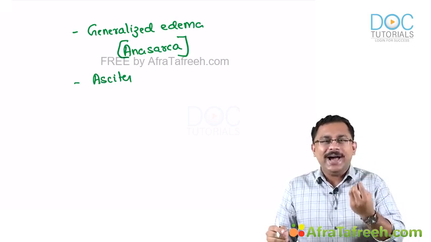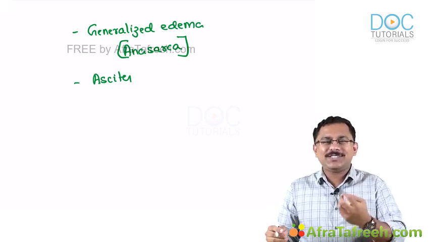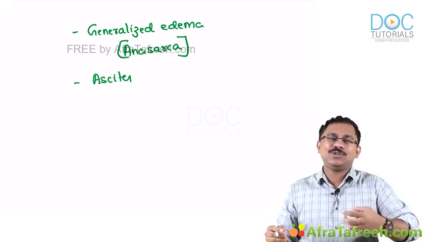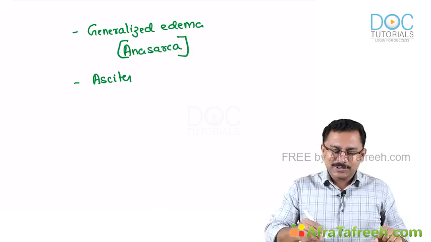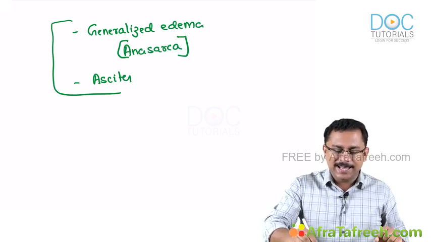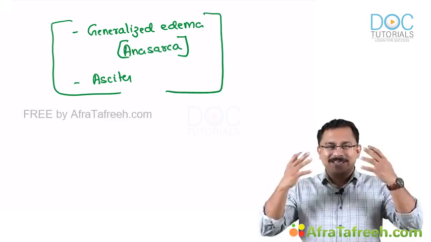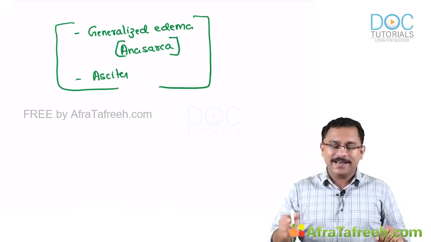Because of the hypoalbuminemia, the oncotic pressure is low. The difference between hydrostatic pressure and oncotic pressure is high, so fluid goes to the third space. So you can have ascites. That is how they will clinically present, with nephrotic syndrome: generalized edema, ascites. You have got to keep that in mind.